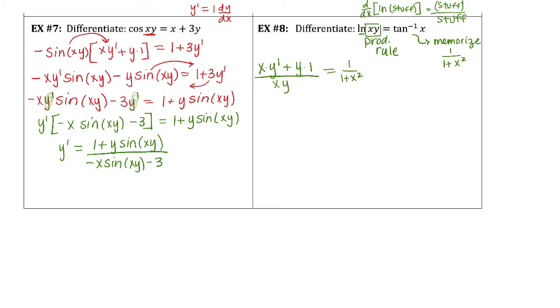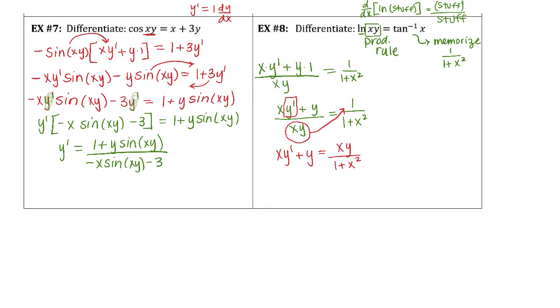So let's clear up what we have. We have x y prime plus y all over xy equals 1 over 1 plus x squared. Now, we're trying to solve for y prime, and it's so easy to get lost in the sauce here. So in that process, let's take this from the denominator and multiply it up here. So if we do that, we have xy prime plus y equals xy over 1 plus x squared.